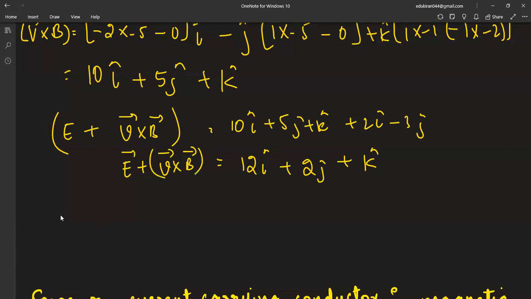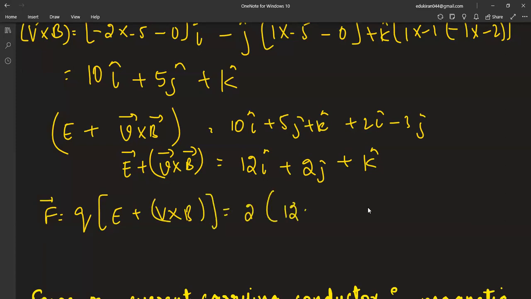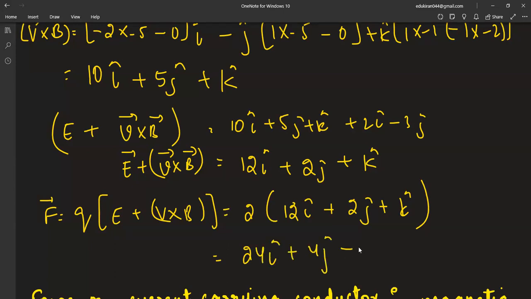What is our final answer? How do we write the net force? Q multiplied to this E plus V cross B. And our charge is 2 Coulomb. So 2 multiplied to this equation. So if you multiply 2, that becomes 24 I cap plus 4 j cap plus 2 k cap. This is the net resultant force.